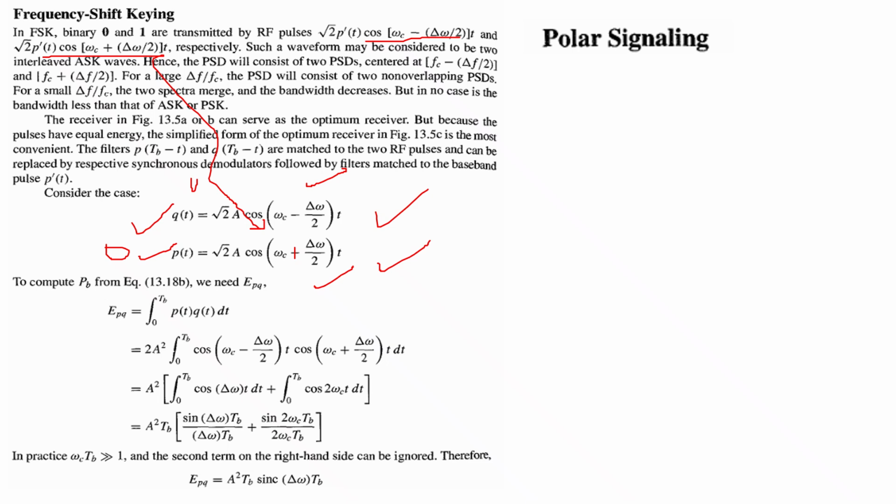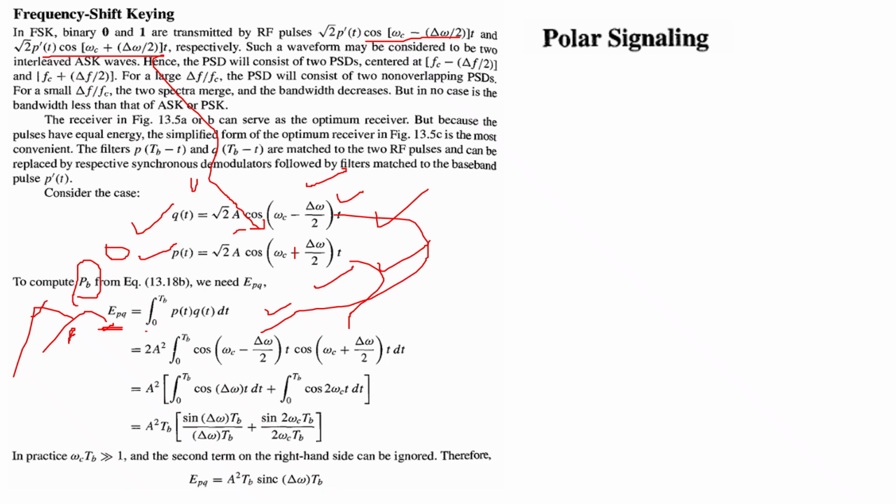So p and q, the 1 and 0 bits, are there, and now we have to find out the error, right? To compute Pb, that is the probability of error in a bit, we will use the equation. So we will find Epq, right? That will be the integral from 0 to Tb of p(t) q(t) dt. So put the values of p(t) from here and q(t) from here, and then integrate it. So this will be the Epq, that is the error between 1 and 0. So that one we will find out.